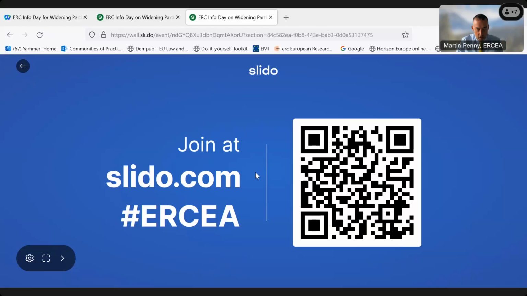So the link to Slido has just been given in the chat. Perhaps you can connect to that now, and when you're ready to ask your questions, you can do so. You can use the QR code, which is now on the screen, from your mobile, or you can go to slido.com and enter the code, which is given on the screen, ERCA.